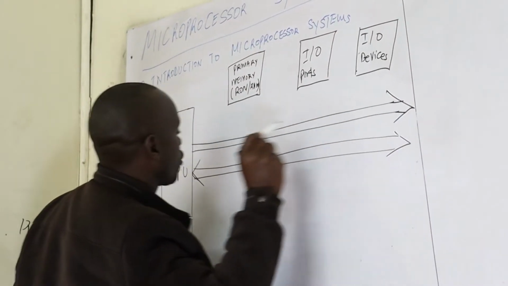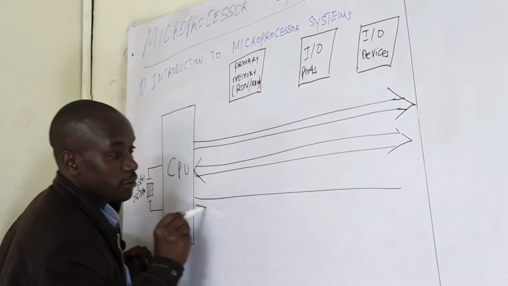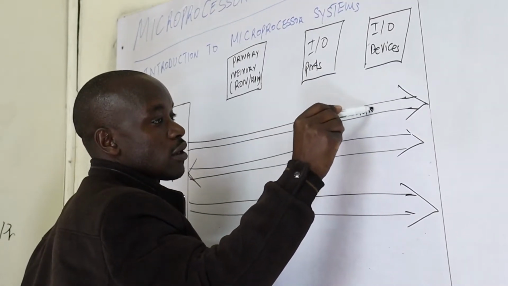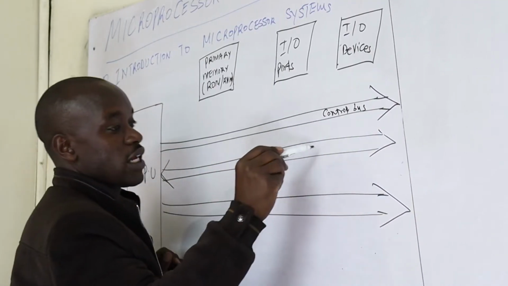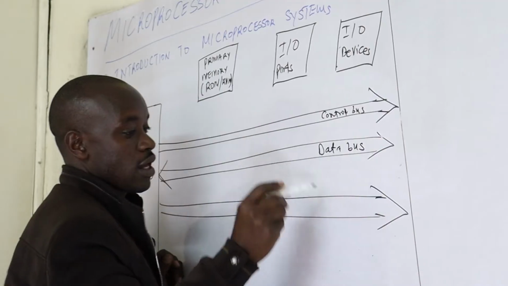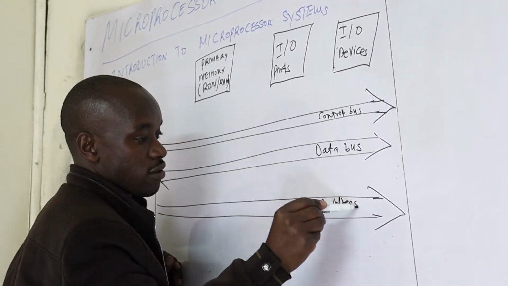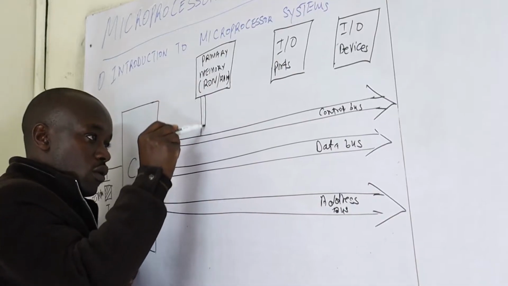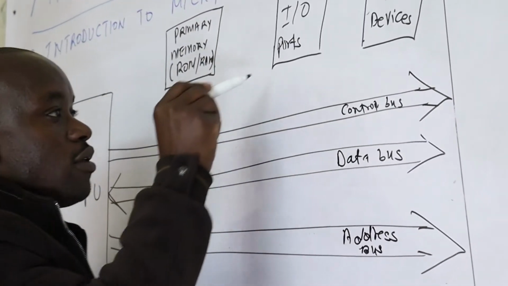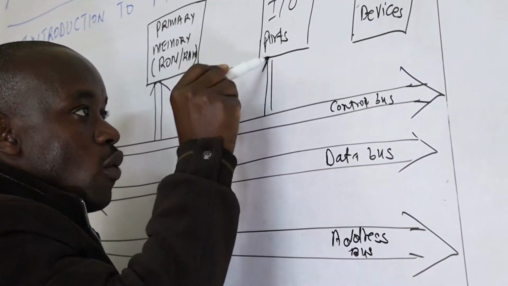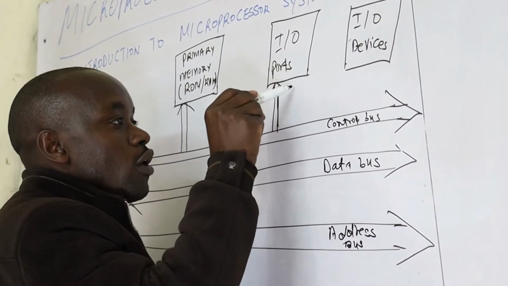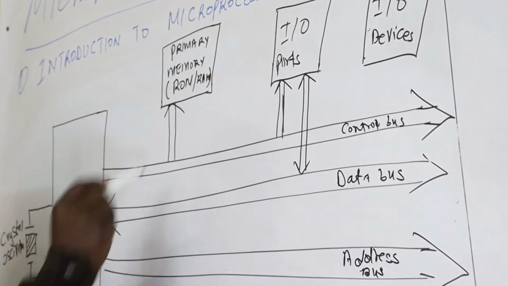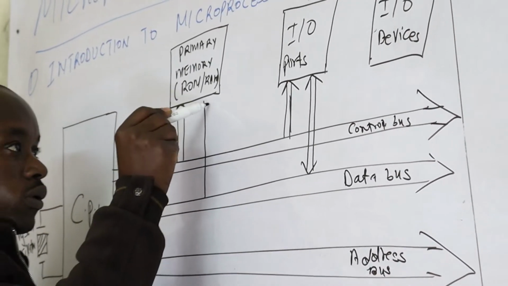Some buses are unidirectional, others are bidirectional, and I will tell you why. This one is the control bus. This one, which is bidirectional, is the data bus. Then we have the address bus. The control bus will be only one way, giving control signals to the primary memory and likewise to the I/O ports. But the data bus should be bidirectional, two-way, because we are transferring data to and from memory to the CPU and vice versa, or from the I/O ports. So again, I will connect them here.